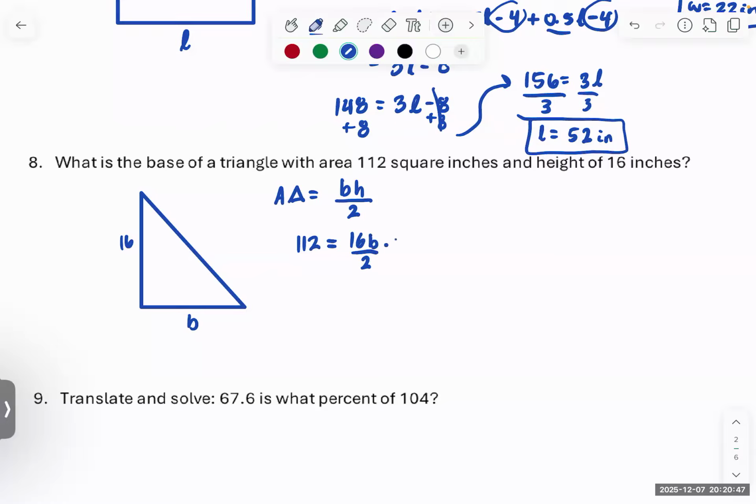Okay, from here, to solve for b, multiply both sides by 2 to get rid of that fraction. This becomes 224 equals 16b. Solve for b, divide both sides by 16, and you get b equals 14 inches. I just did that in my head, but let me see if I'm correct. Yeah, I'm correct.